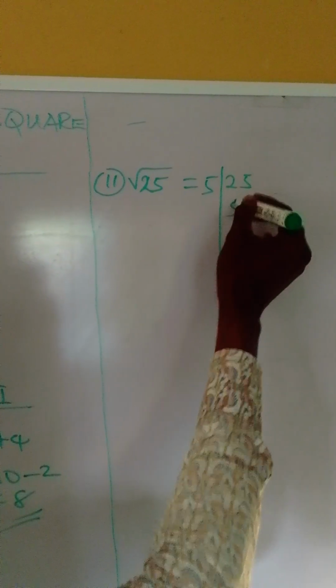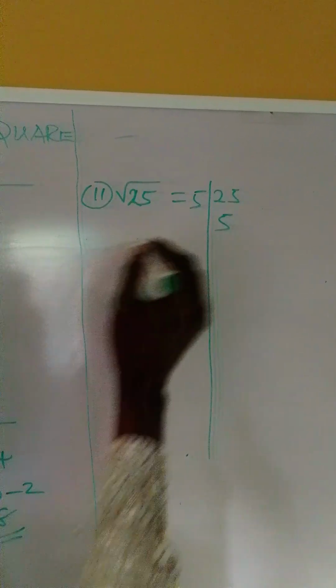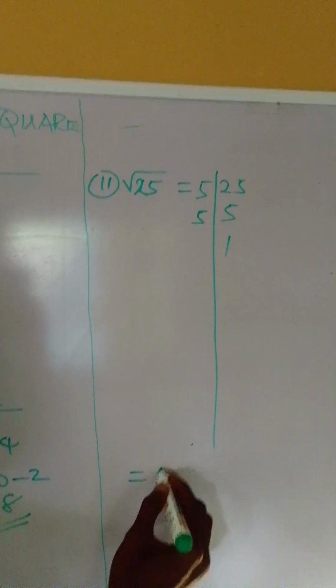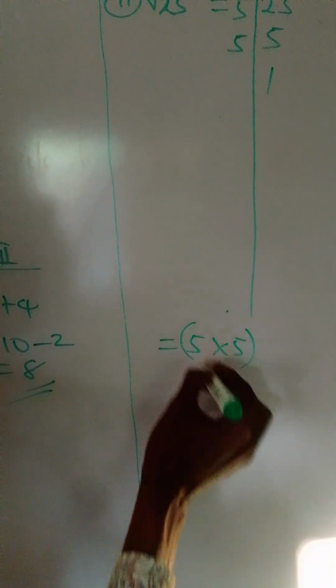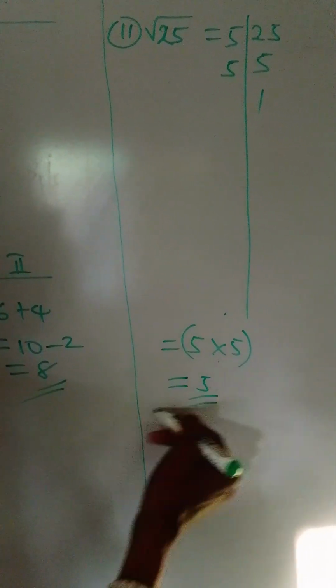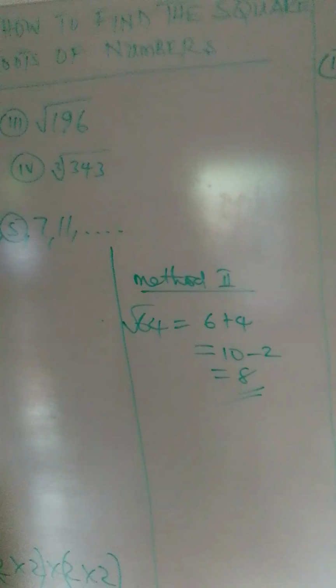So 5 divide is what? 5. Then can 5 divide again? Yes, 5 divide again, which is what? 1. So we have 5 times 5. Now enclose it with a pair of brackets. Pick one from there, which is what? 5. So that is the answer.